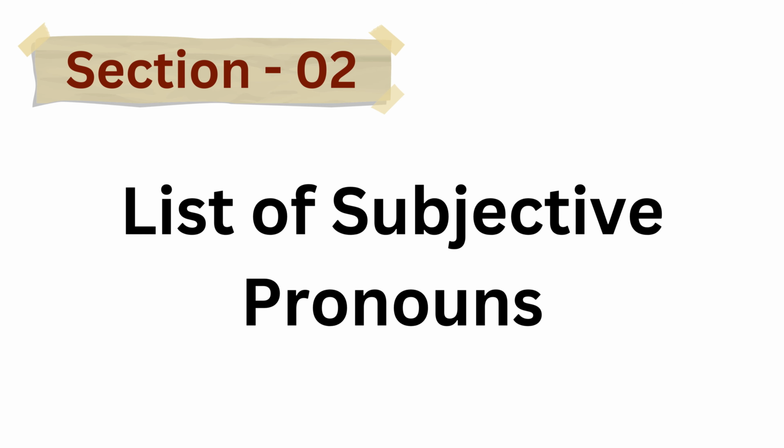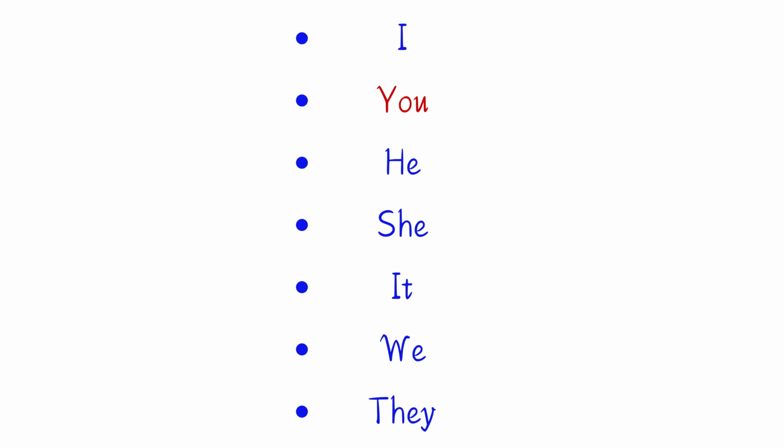Section 2. List of subjective pronouns. Now, let's look at the list of subjective pronouns in English. Here they are. I, you, he, she, it, we, they.